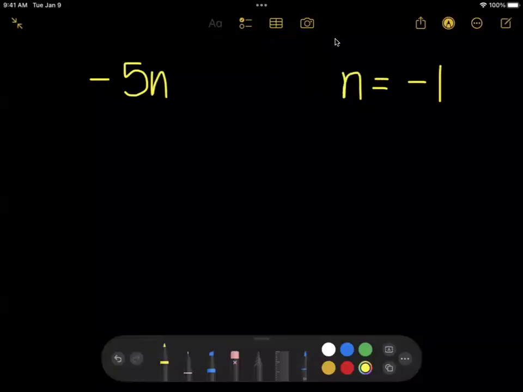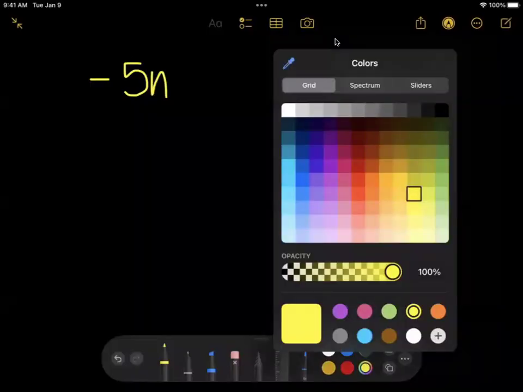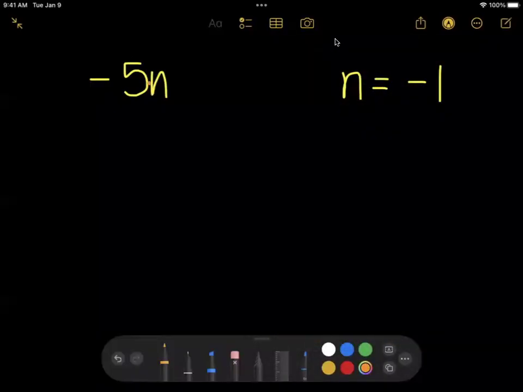In this case, we'll make it equal to negative 1. So right now, what this means is that negative 5n is the same as negative 5 times n. You could even put a little multiplication dot in between. So this is the same as negative 5 times n. To evaluate the expression, what we want to do is replace the n with the value of n we were given. So instead of n, I'm going to take that out. I'm going to replace it with negative 1 because that's the value we were given for n.